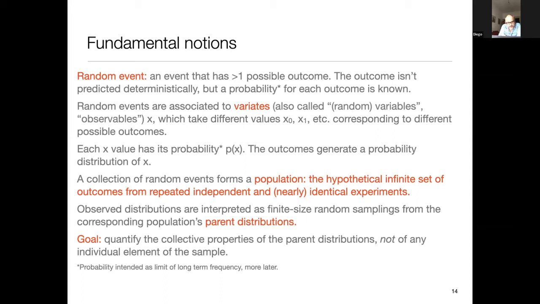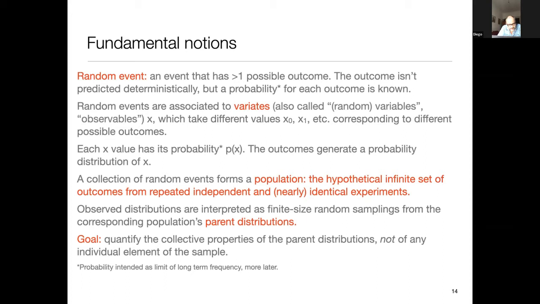We have to be familiar with these concepts, and perhaps the first one is to understand exactly what a random event is. So a random event is some kind of an event, so it can be a physical measurement or something else that has more than one possible outcome. And so the outcome is not predicted deterministically, so you do not know what you will get once you observe that event, but you know the probability for each of the possible outcomes to happen, okay?